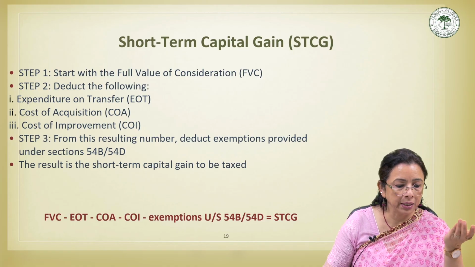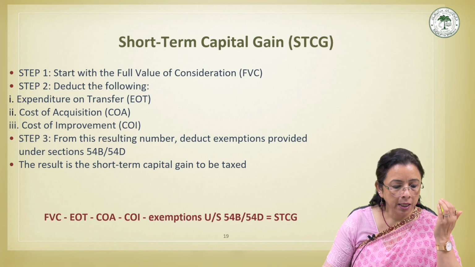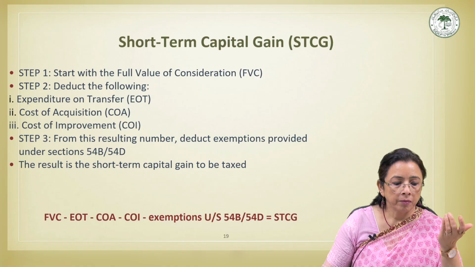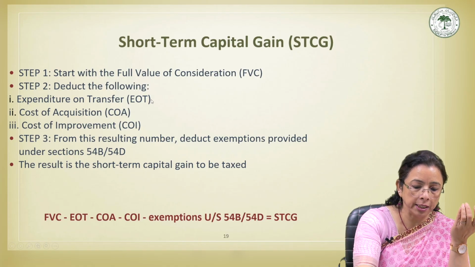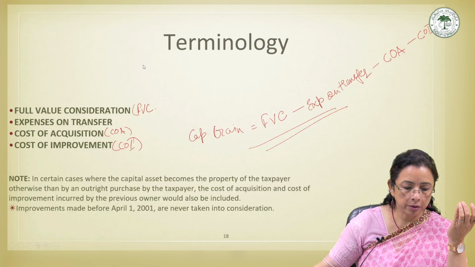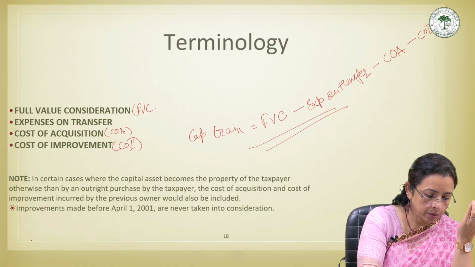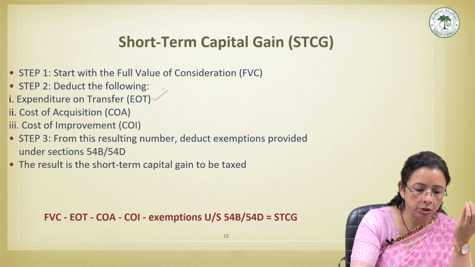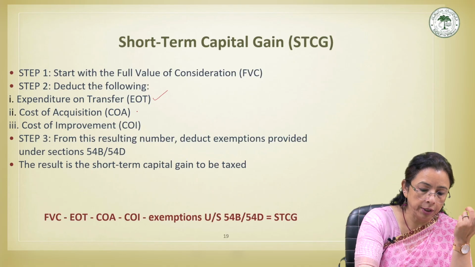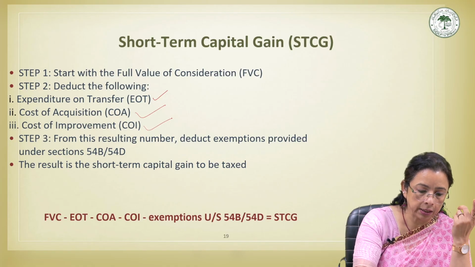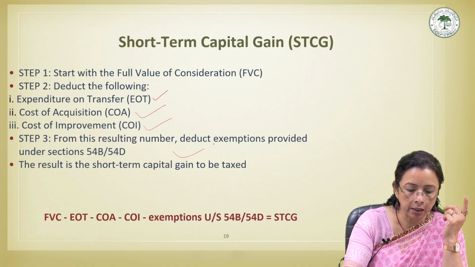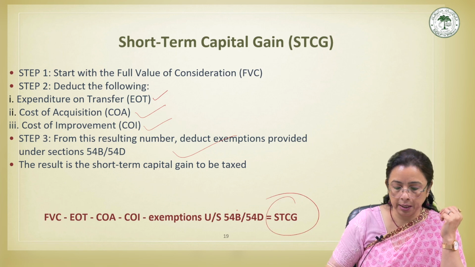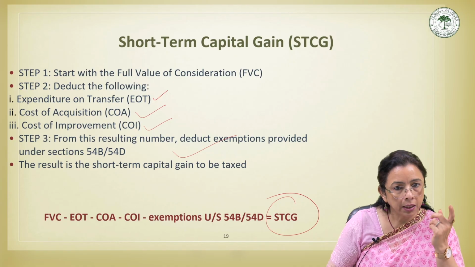So we can see here the formula before you: FVC minus EOT, expenditure on transfer, COA is cost of acquisition, then COI is cost of improvement, and finally the exemptions, and finally we arrive here at the short term capital gain.